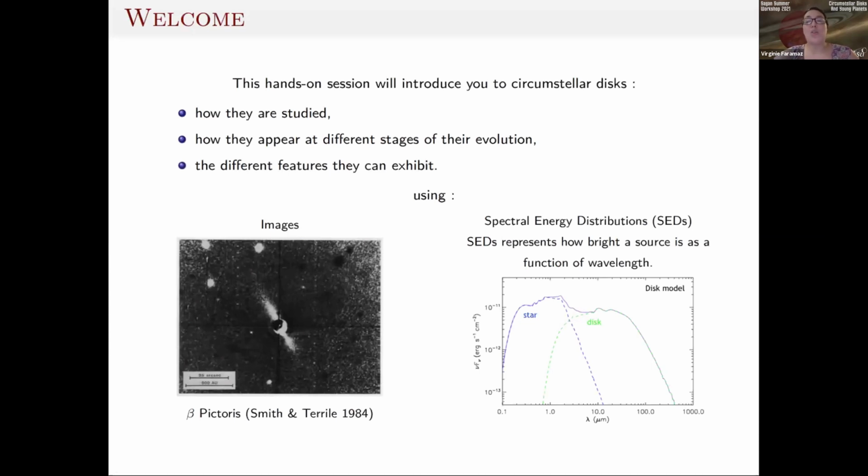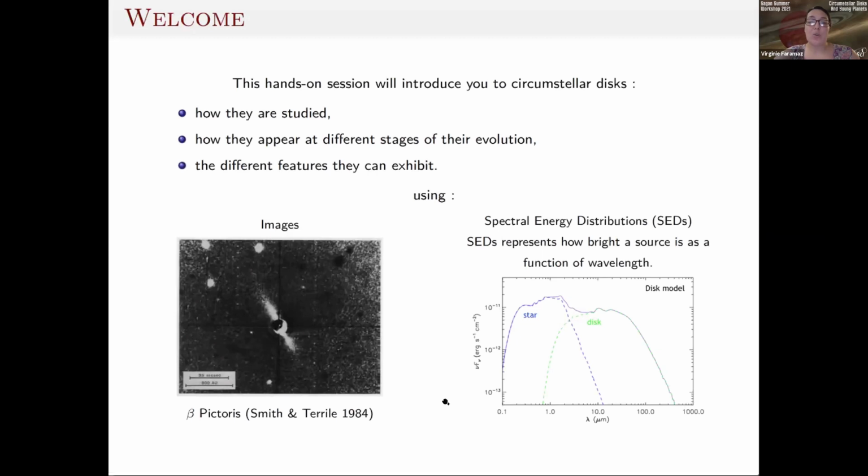Basically, there are two main tools that we use to study disks. We use, of course, images. This is historically the very first image of a debris disk that was taken: the debris disk of Beta Pictoris in 1984. But we also use spectral energy distributions, and a spectral energy distribution represents how bright a source is as a function of wavelength.